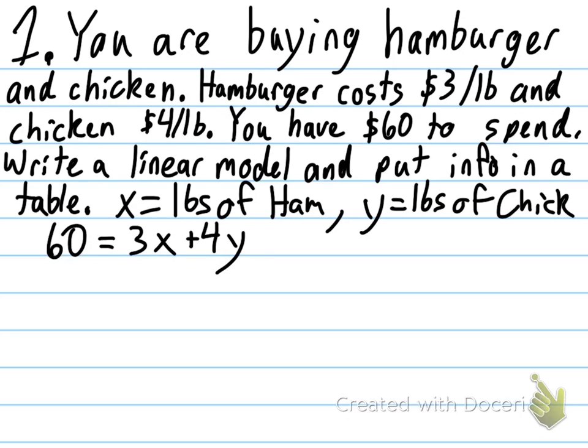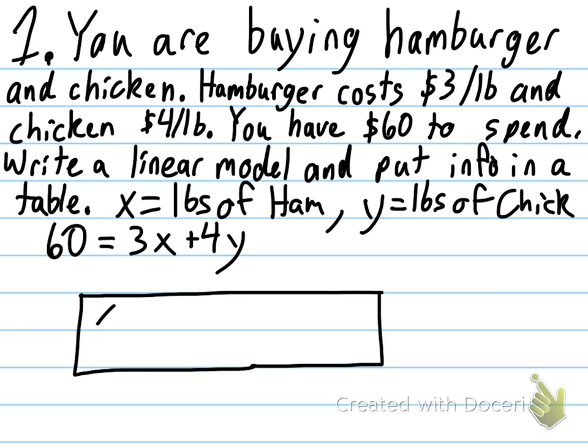So what we want to do now is it's asking us to just put this info in a table to look. We're not actually going to pick or decide which one we want. We just want to kind of look and see what our options are. So, here's a table, and it's an XY table. So, let's just see what happens whenever we buy 5 pounds of hamburger. Let's see how many pounds of chicken we can buy.